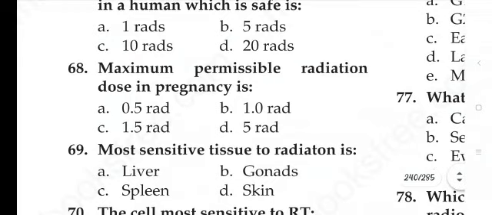Next question, maximum permissible radiation dose in pregnancy is? Options are option A 0.5 RAD, option B 1.0 RAD, option C 1.5 RAD, and option D 5 RAD. So the answer of this question is option A, that is 0.5 RAD.